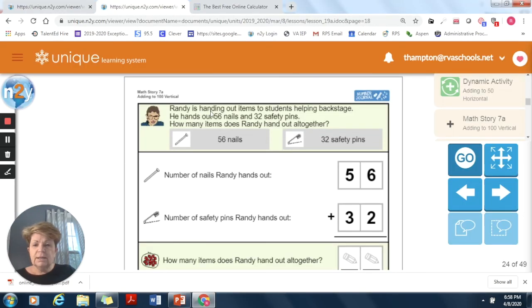Okay, Randy is handing out items to the students helping backstage. He hands out 56 nails and 32 safety pins. How many items, that means items is just a category word for things. How many items does Randy hand out altogether? That's one of our key words. Now remember, you don't always see the special vocabulary in sentences to help you, but if we have 56 nails and 32 safety pins, how much is that altogether?